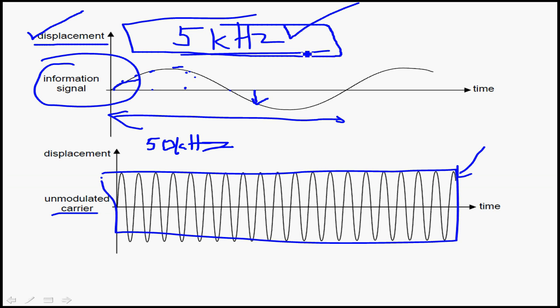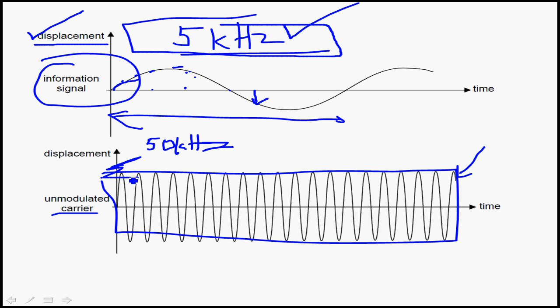So how do I incorporate this information into the carrier wave? That process is called modulation. When you say modulation, we're going to take a carrier wave and change its properties. We're going to change the amplitude of the carrier wave, or change its frequency, so that this carrier wave has the information from the audio signal.